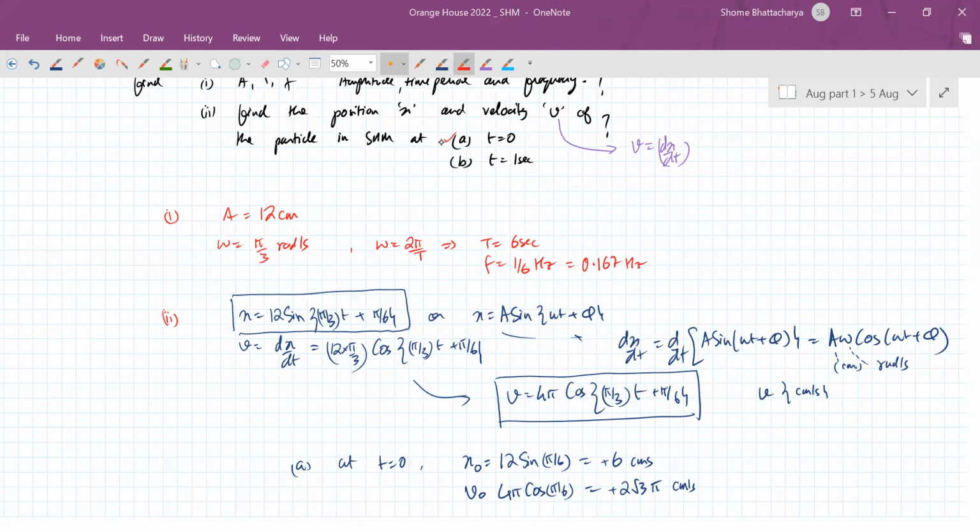Yes, very good, Varun, that's correct. At t equal to 0 seconds, it's 2 root 3 pi. Whereas the second one, answer will be 0 for velocity.